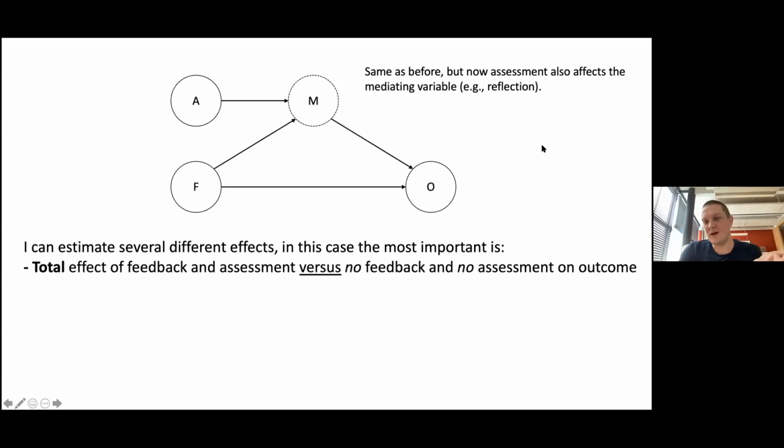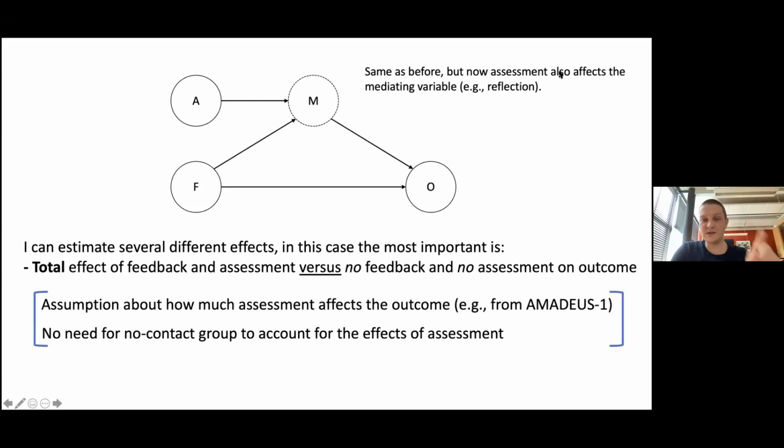What I can do now, and I won't go into the details, they are in the paper, but I can actually estimate the total effect of feedback and assessment versus no feedback and no assessment. So given that I've set up this theory and I've done some assumptions about how I believe the causal model looks, I can now get to this feedback and assessment versus no feedback and no assessment.